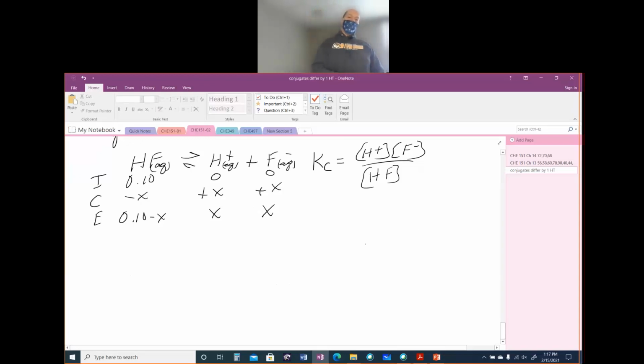If you put water and H3O+, water is a liquid, so it does not go into Kc. So it would be exactly the same expression, except it would be H3O plus, F minus, over HF. Again, H plus and H3O plus are the same. This is the ionization of a weak acid. When you have the equilibrium constant for the ionization of a weak acid, we don't call it Kc anymore, we call it Ka. A means ionization of a weak acid.